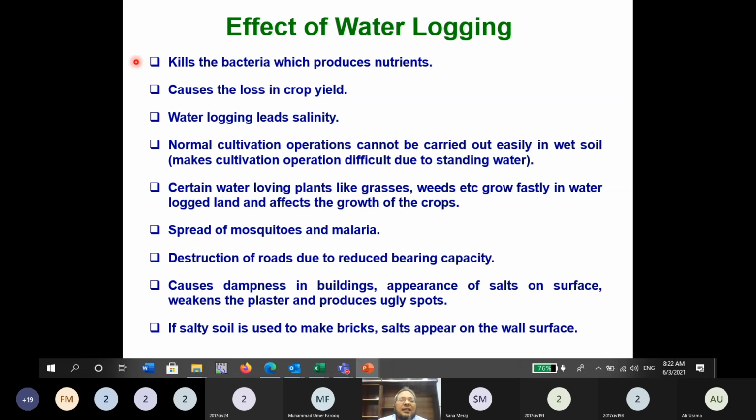So second is, once the nutrients are not produced, what will happen to the crop yield? There is a loss in crop yield. The third is waterlogging leads to salinity. The waterlogged soils, after some time, become saline soils. And the major reason of the waterlogging basically is over irrigation or irrigation without drainage.